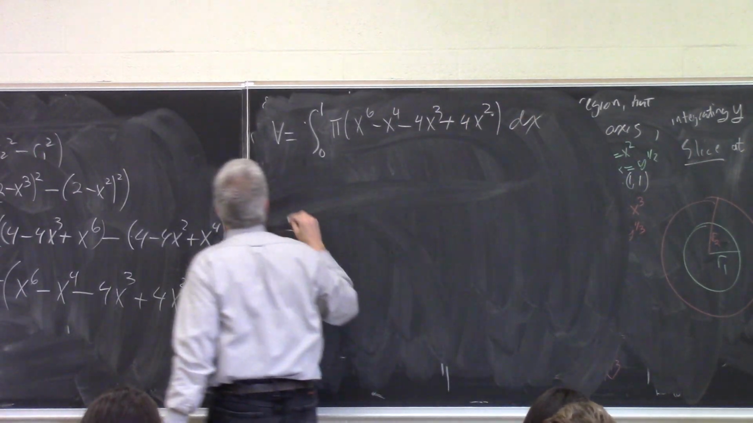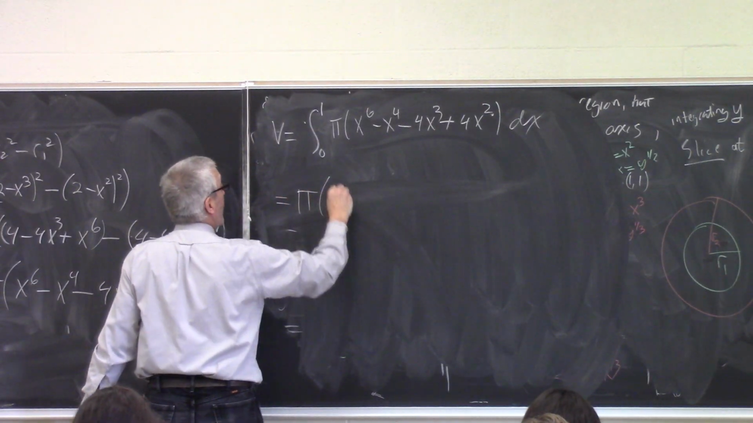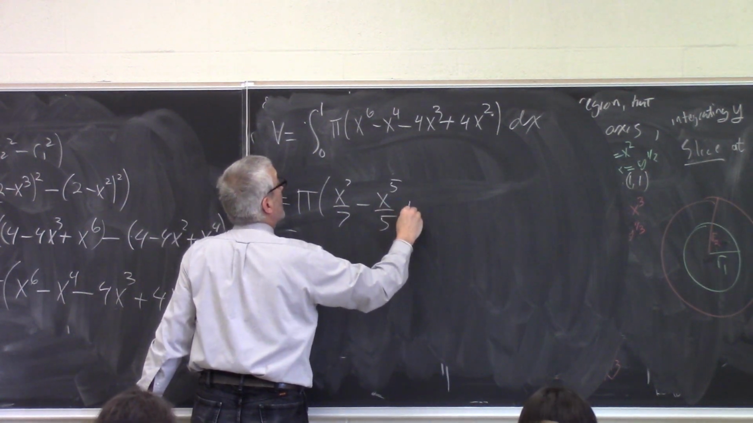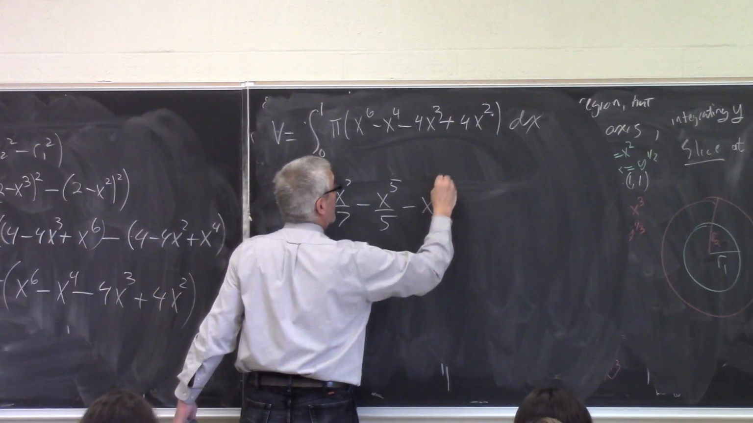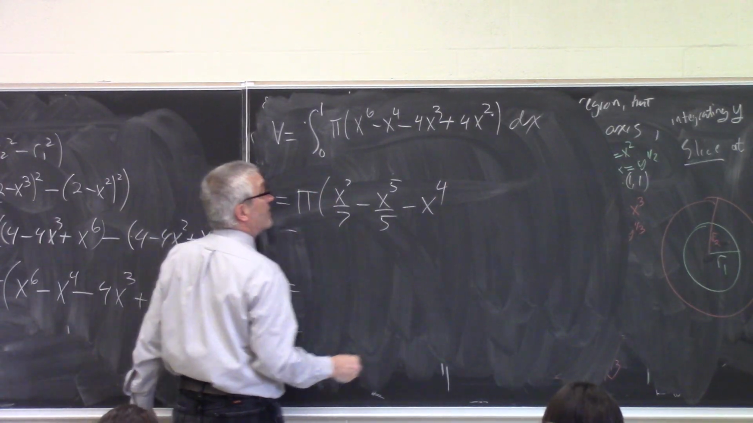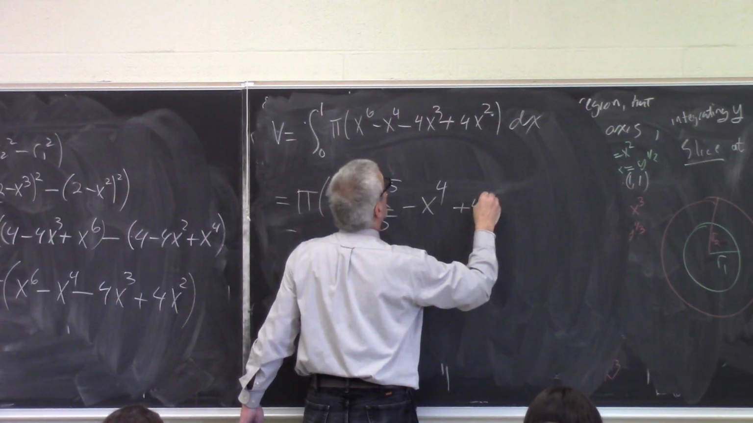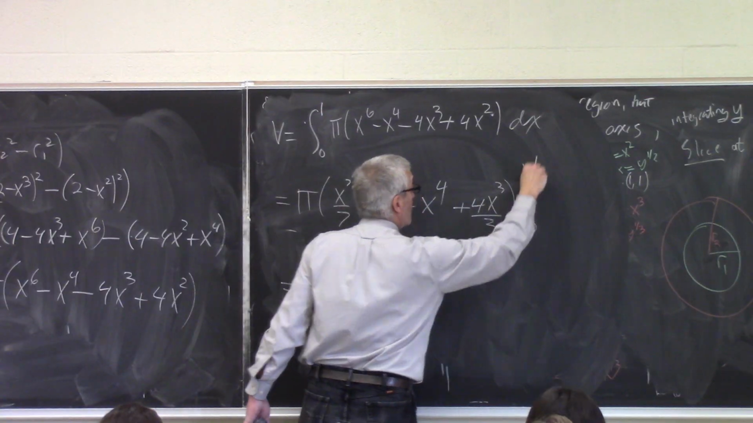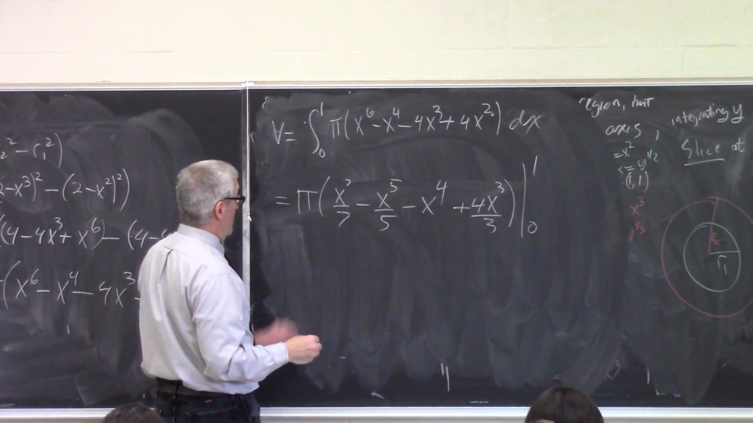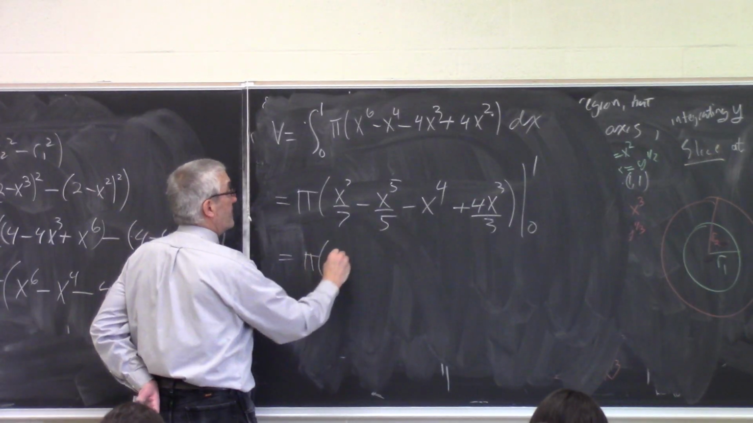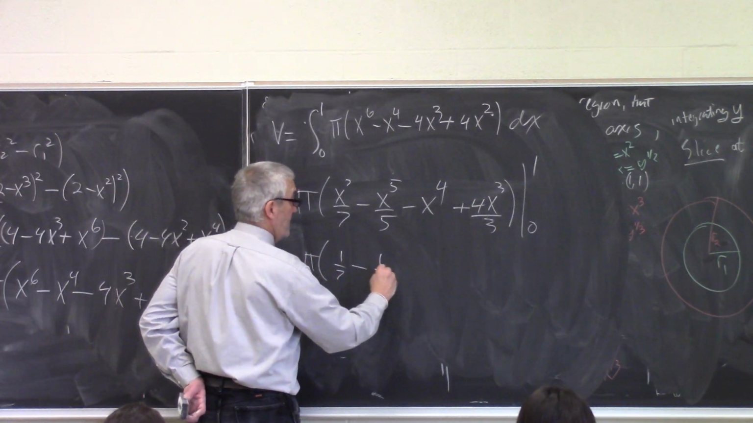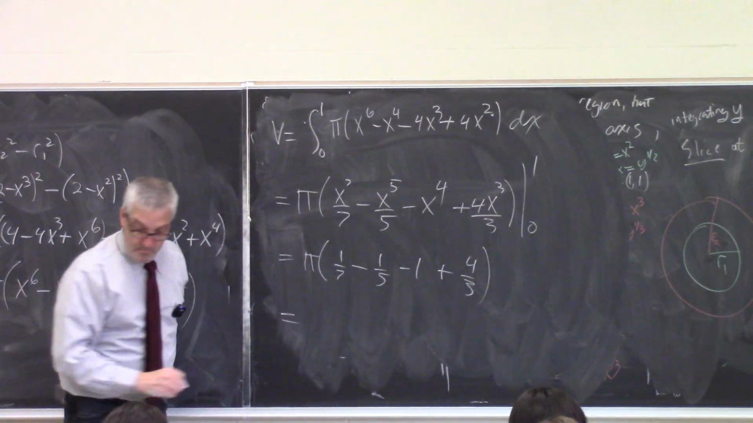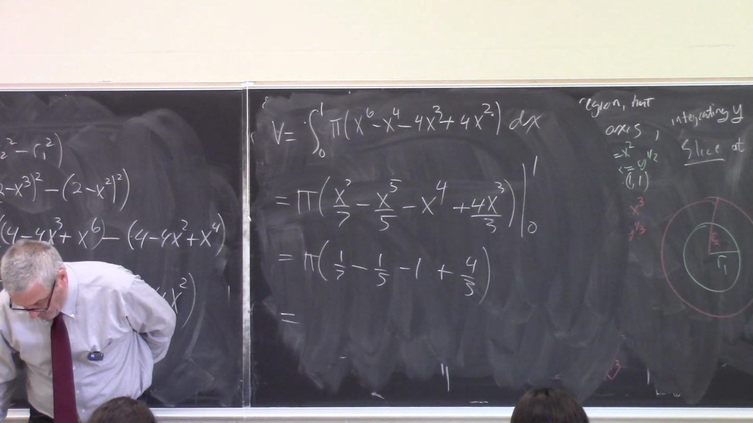So when I integrate that, I get a pi, and I get x to the 7th over 7 minus x to the 5th over 5. I get a wonderful just plain old x to the 4th, and then I get 4x cubed over 3. And I have to evaluate that from 0 to 1. This is not as bad as it looks. So pi times 1/7 minus 1/5 minus 1 plus 4/3. And that ends up being 29 pi over 35.